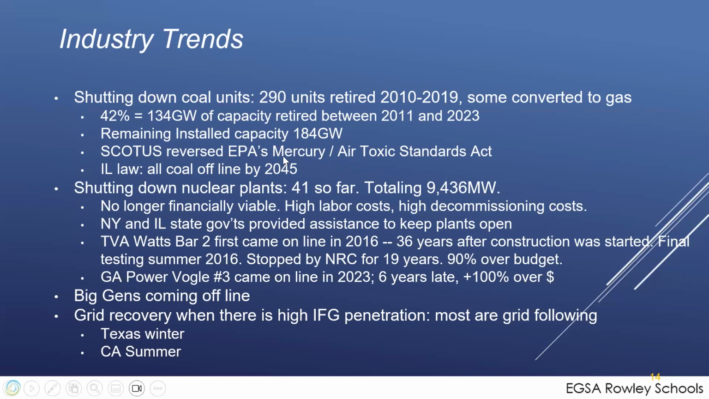The Supreme Court reversed the Mercury Air Standards Act. Illinois passed a law that all coal goes offline by 2045. We're shutting down nuclear plants. Some of the big generators are coming offline. We did bring one on: Vogtle Number 3 came on this year, about 6 years late and 100% over budget.